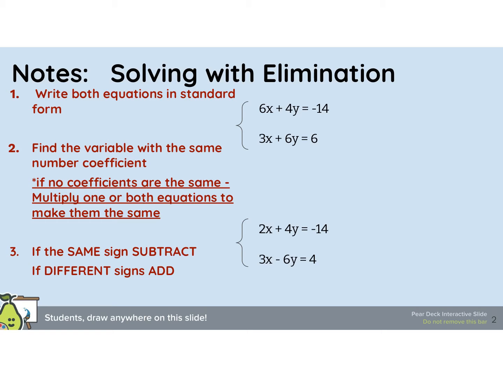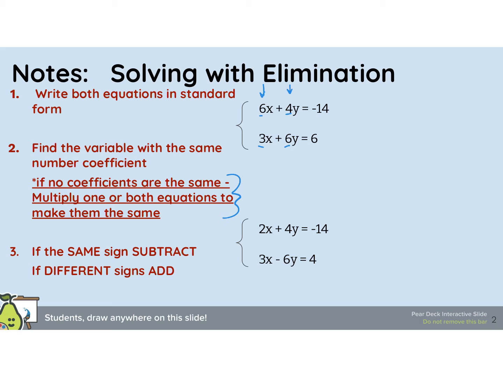Okay, so we are still doing elimination, but for this lesson, there's a little extra step we have to do. The equations are still written in standard form, and you're going to look for the variable that has the same coefficient. But in this lesson, you're going to notice that none of them are the same. If you look at the x's, we have a 6 and we have a 3. And if we look at the y's, we have a 4 and we have a 6. So if no coefficients are the same, you're going to have to multiply one of your equations or both of your equations so that the coefficients are the same.